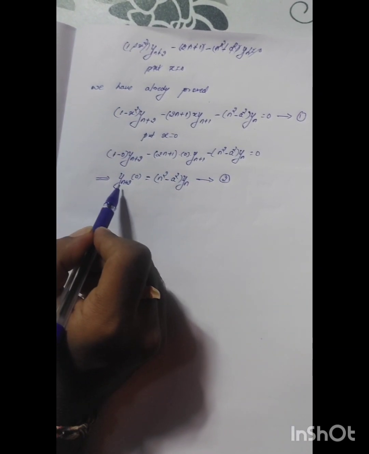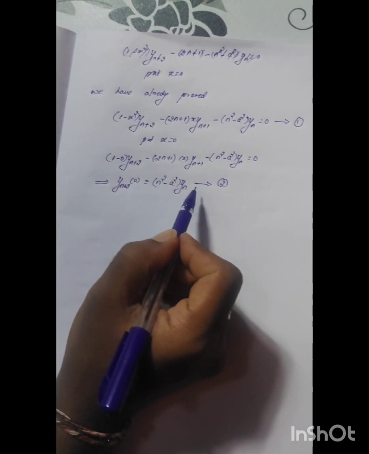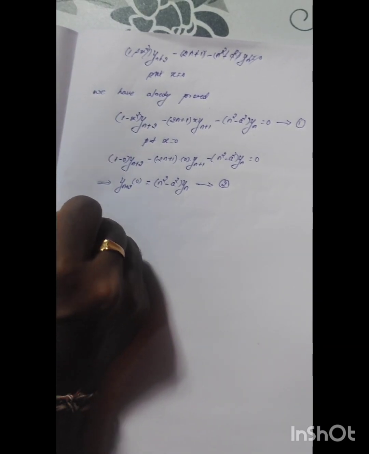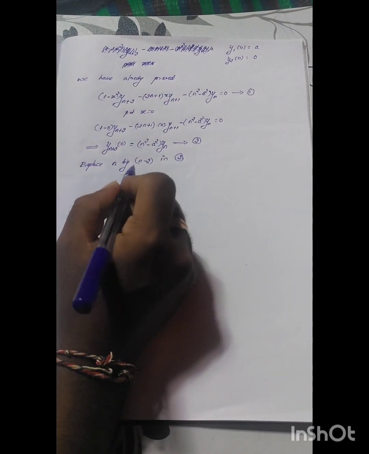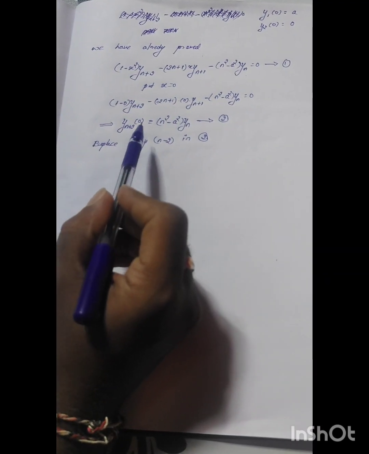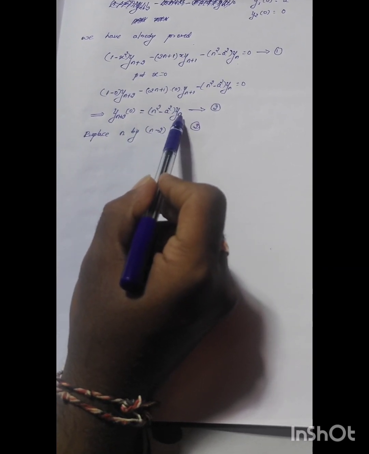So this term we will make use of, and we will try to find yn of 0. Now we have got yn plus 2 of 0 equal to (n square minus a square) into yn. So in order to get yn of 0, replacing n by n minus 2 in equation number 2, we need yn of 0, we have yn plus 2 of 0 equal to (n square minus a square) into yn.